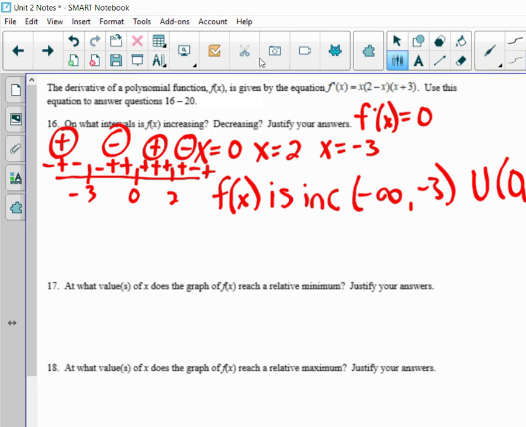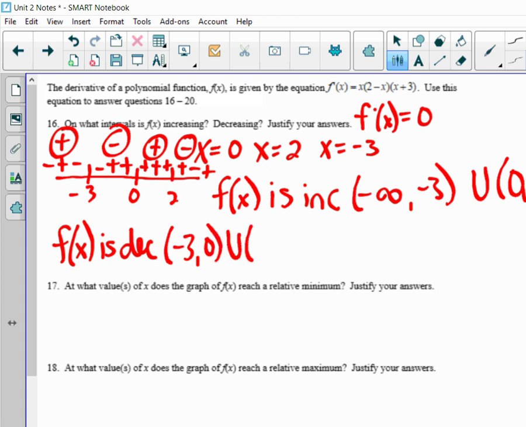Oh, I wonder if that cut off. I'm going to start over here now. F of x is decreasing from -3 to 0 and from 2 to infinity. Why? Because f prime of x is negative, because it's less than 0. So 17 and 18, we can do the same thing using the same work I've done.